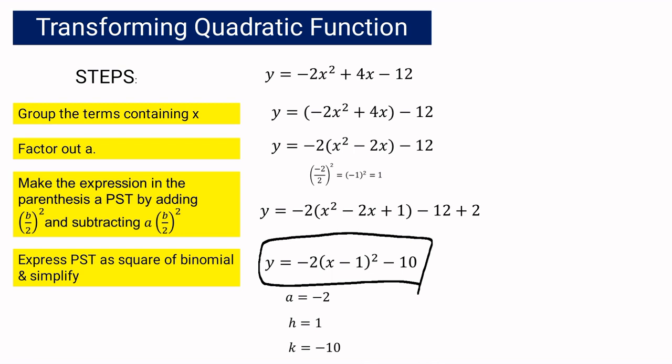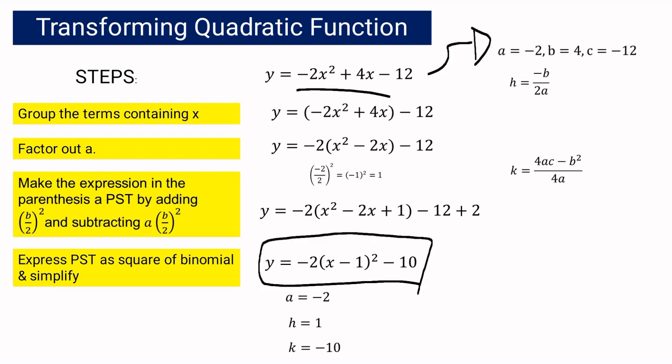Now, what if we use the formula? Again, this is the formula for h and this is the formula for k. The first thing that we have to do is to find the value of a, b, and c of this expression. And the value of a is negative 2, b is 4, and c is negative 12. Then we are just going to substitute. Again, in the formula, you have negative. That's why you have a negative there. And then the value of b is 4, and then constant 2. The value of a is negative 2.